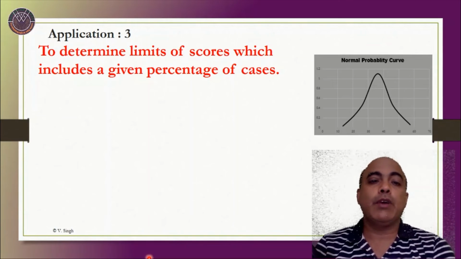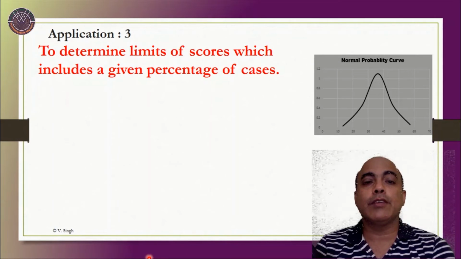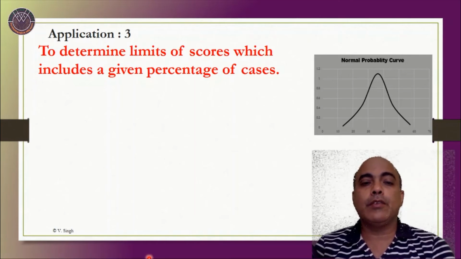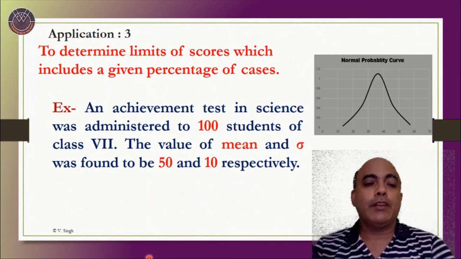In the second one we have determined number of cases. And here we are trying to get the scores which include a given percentage of cases. So we can understand this when we see one problem. So let us see one problem.